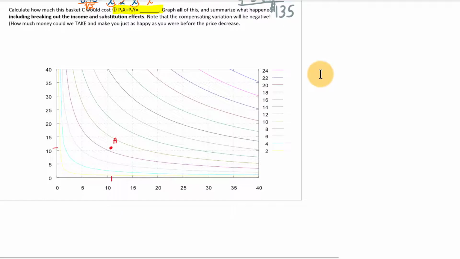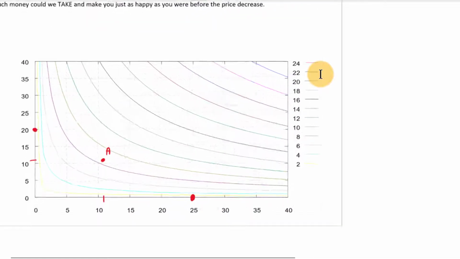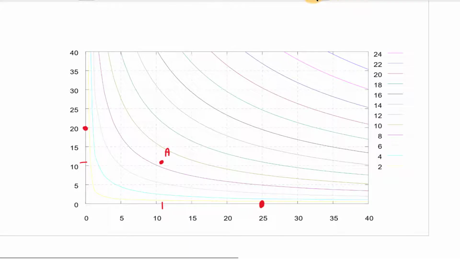So this budget line is going to mean if we spent all of our money on X's, we could afford 25. If we spent all our money on Y's, we could afford about 20. And if we connect those with a straight line, we should have a line that goes through that point A.